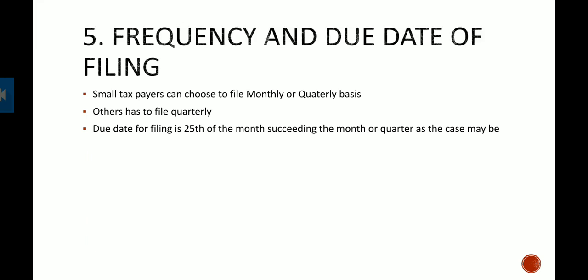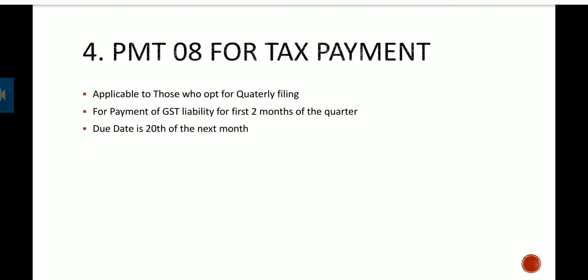Now if a taxpayer chooses quarterly filing, then he has to make payment of his GST liability, which is self-assessed monthly, and the due date is the 20th of the next month. That is, if he is going to make the payment for the month of July, then he has to make the payment by the 20th of August using the PMT 08 challan.